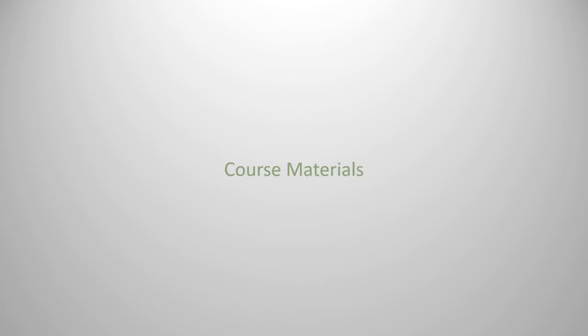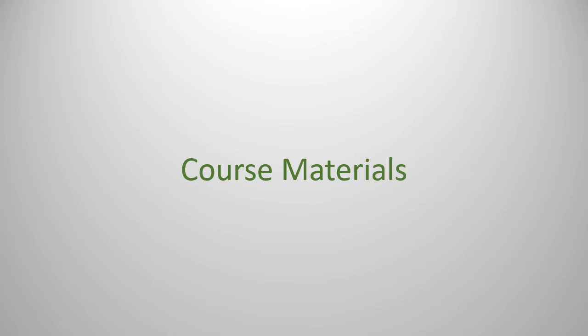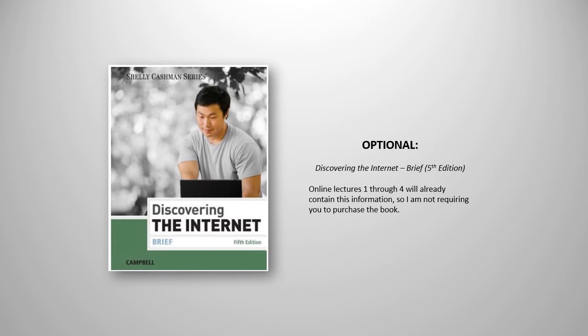Now we will go through some of the required and optional course materials. The first item, which is optional, is the book Discovering the Internet. This is a very small book. It's the brief version of it, 5th edition. It is offered at the KVCC bookstore. You can also find it online.